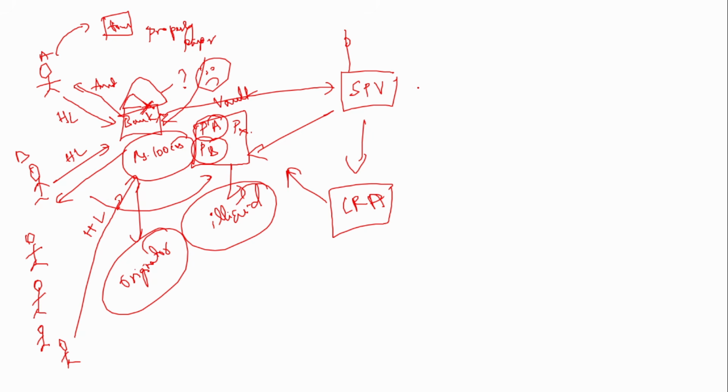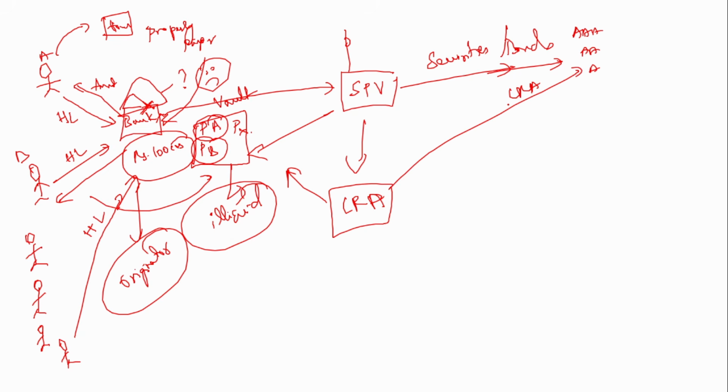Next, the special purpose vehicle will create securities. Securities are nothing but bonds. Out of these mortgages, it will create bonds, and the bonds' rating will be somewhere AAA or AA or A. That rating will also be provided by the credit rating agency. I'm repeating it, don't get confused.